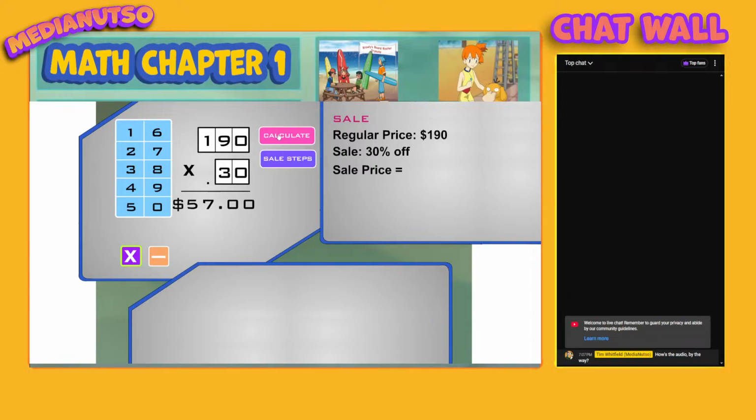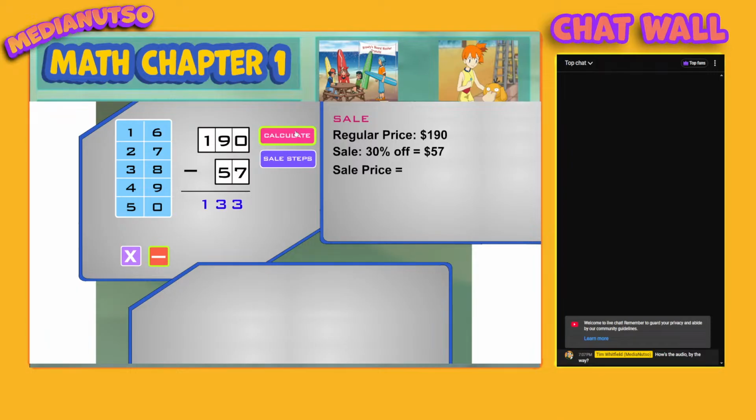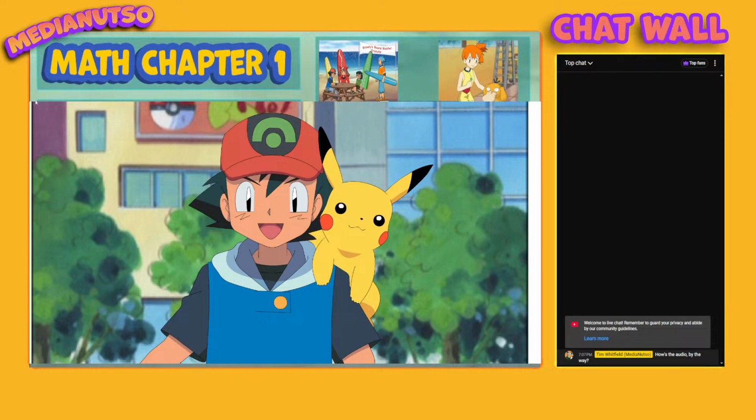Now for step 2. Click Subtract. Okay, here we go. Fill in the regular price and the percentage amount to subtract. When you're finished, click Calculate. There you go! Awesome! The sale price is 133. 100% correct! You're ready to go, so shop till you drop. Oh yeah, I'm ready now.